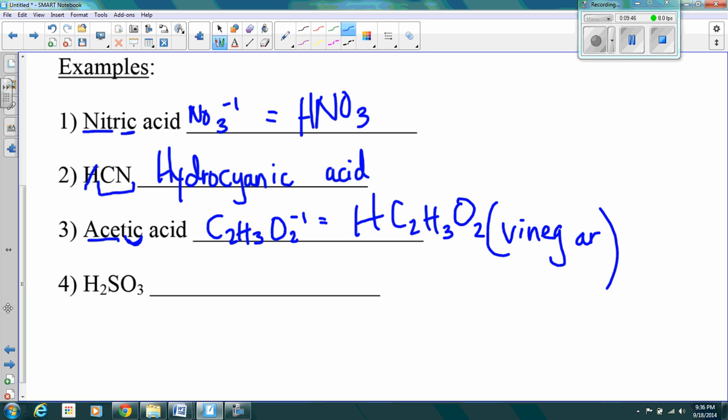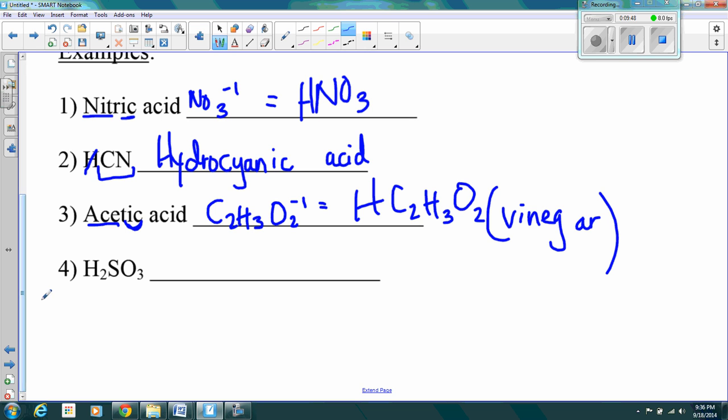Okay, the last example that I have here is I'm going to disregard the hydrogen. I'm going to look up SO3. And when you look up SO3, that's sulfite with an ite ending. So that means my acid root is going to be with an ous. So instead of sulfite, it's going to be sulfurous acid.